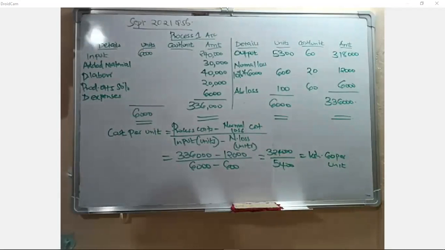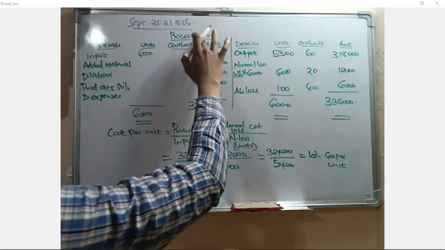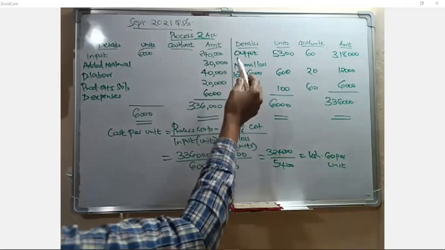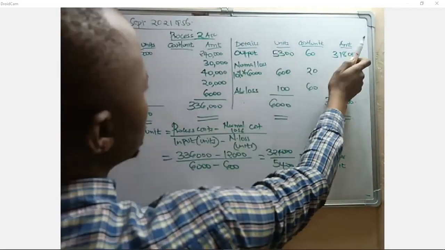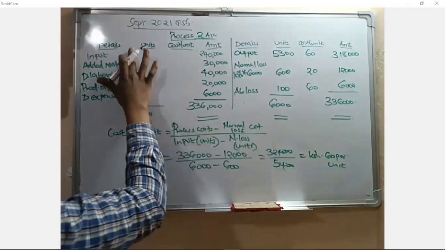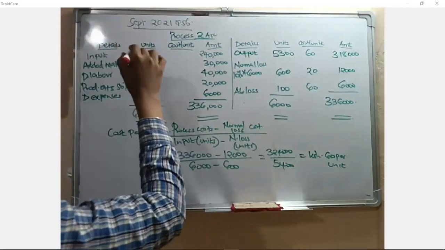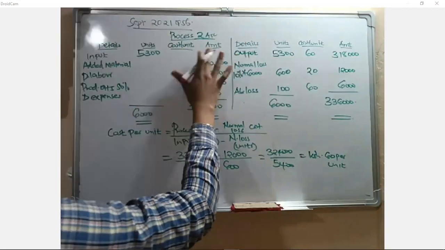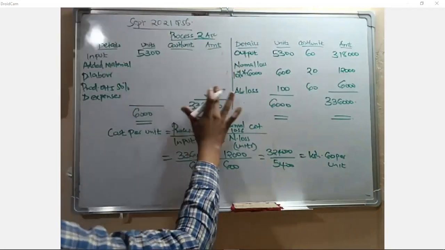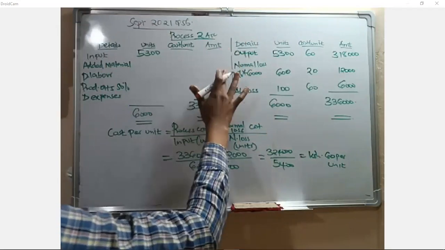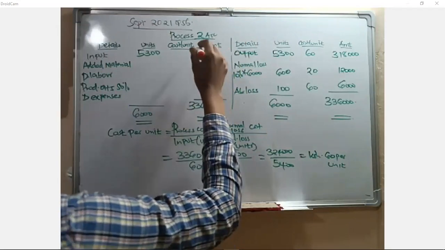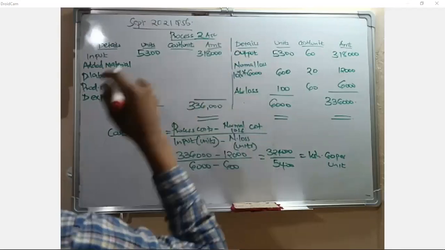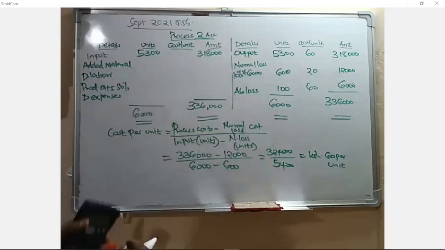Then from there, let us do the process two account. Remember, the output in process one becomes the input in my process two. So here we talk about 5,300, and our input will be totaling to 318,000. Let us look at the costs.